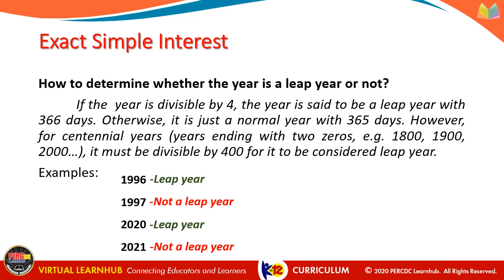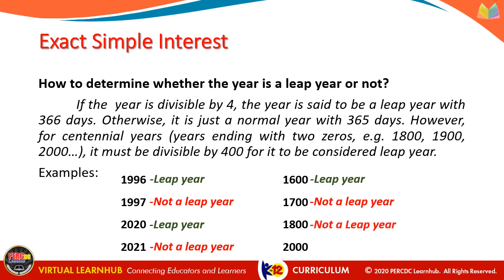Let's have some more. Year 1600, year 1700, year 1800, and year 2000. Year 1600 is divisible by 400, so it is a leap year. Okay? Year 1700 is not a leap year. Though year 1700 is divisible by 4, it is not divisible by 400. Okay? It is not a leap year.